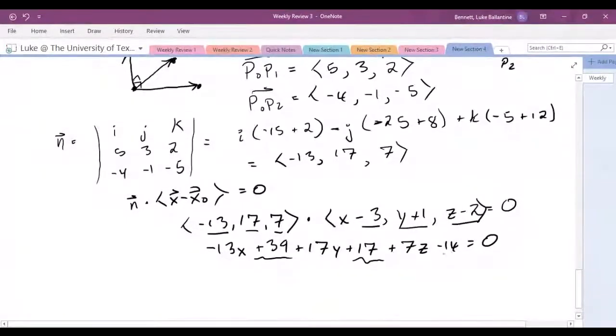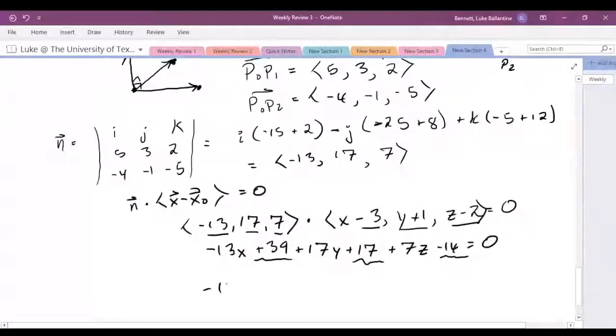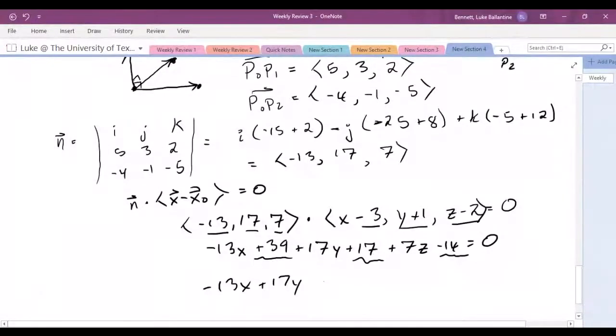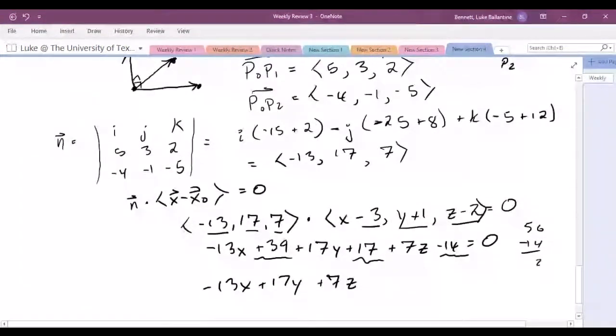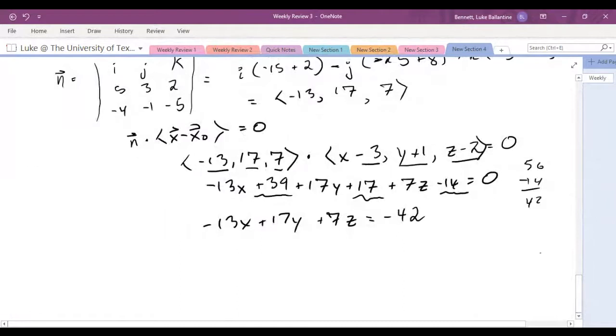Adding these three numbers, we get -13 + 17y + 7z. And then 39 + 17, well, 40 + 17 is 57. -1 is 56, and we got 56 - 14. We get 42. So positive is positive, so when we move it over, we get a -42. Okay, so this is the level set equation of the plane.